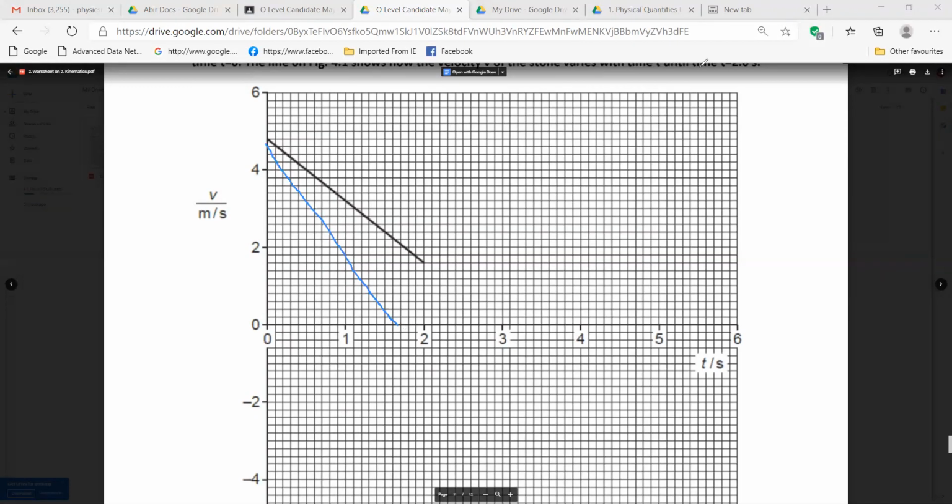Can you write these two points in your paper? Yes, I am repeating. The first point is you will write the graph will be steeper than before, as the acceleration is greater. And the second point is it will take less time to reach maximum height.